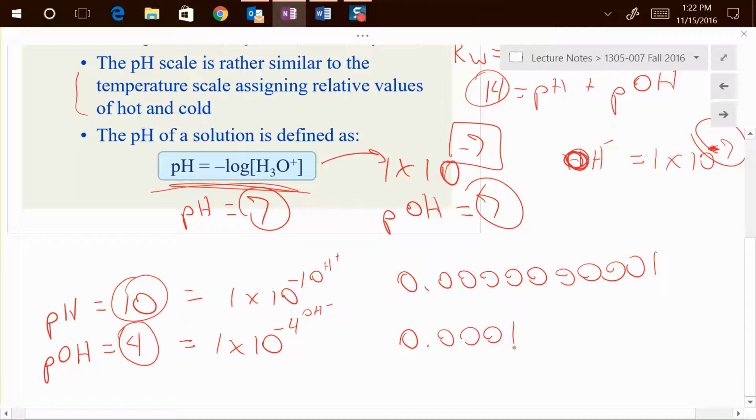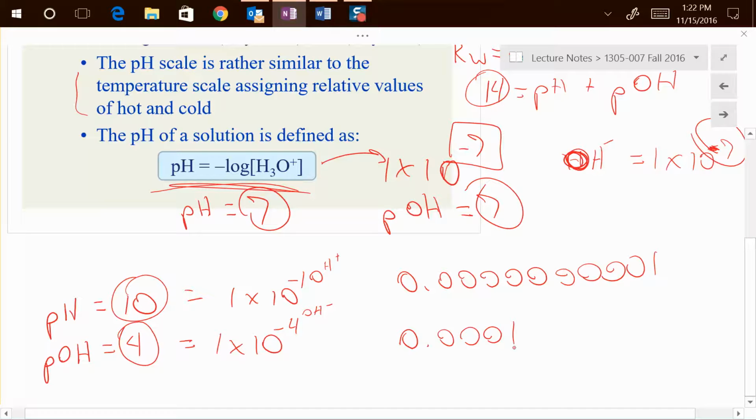This is in scientific notation. This is in longhand, if I write it out in longhand, okay? So what do you notice? Which one's more concentrated? This is a lot more concentrated, right? This is a bigger number than this. This is a super tiny number.